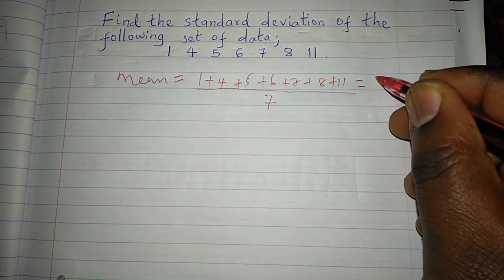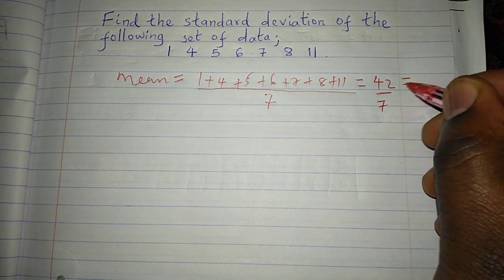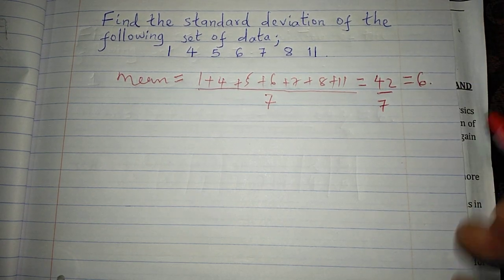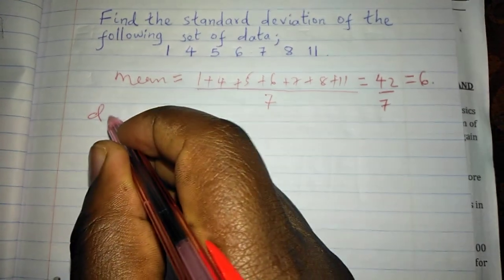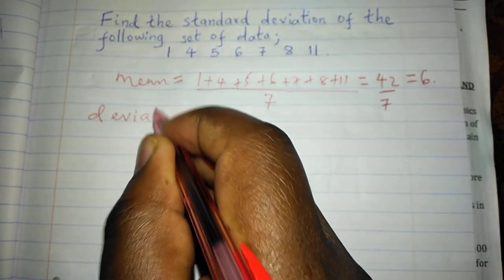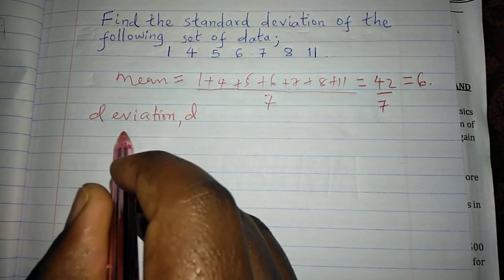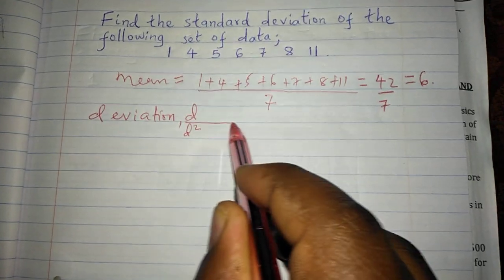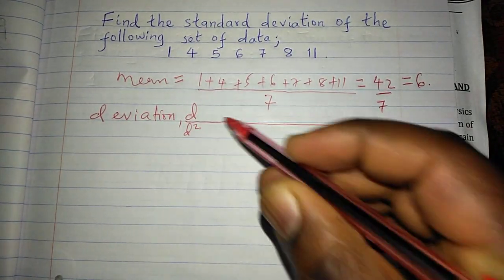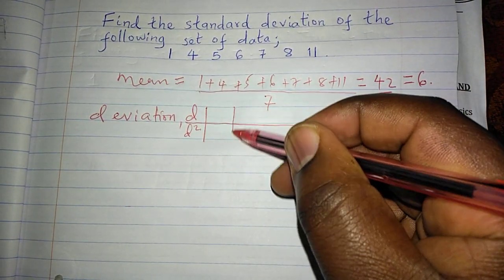When we add all these, we get 42, and we divide by 7, so the mean will be 6. After getting the mean, the other thing we get is the deviations of the items from the mean, deviations D from the mean. Then after that, we get the deviations squared. So first we get the deviations, then in the next row, we square them.